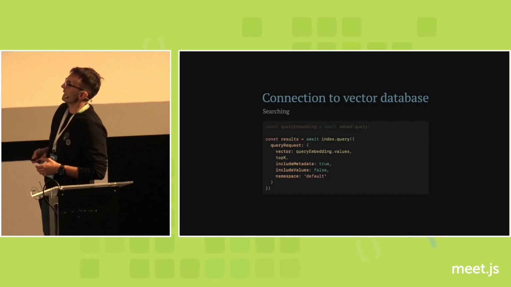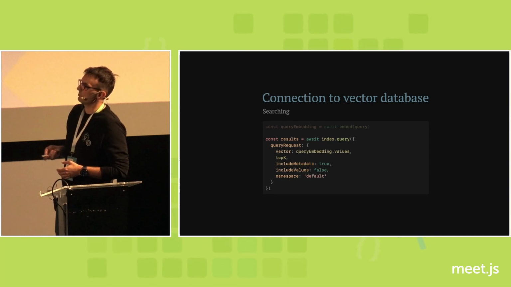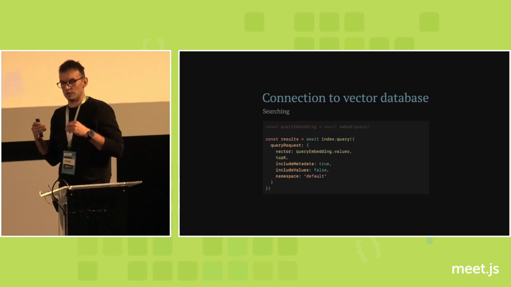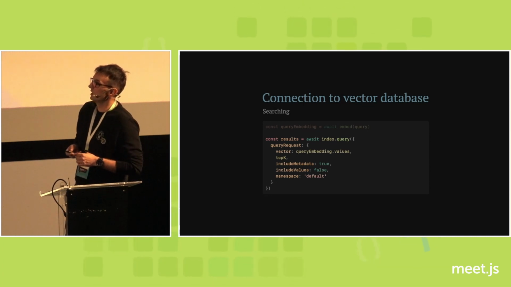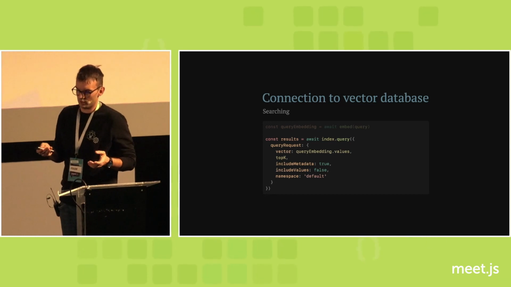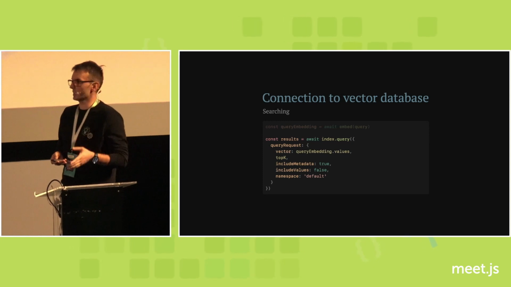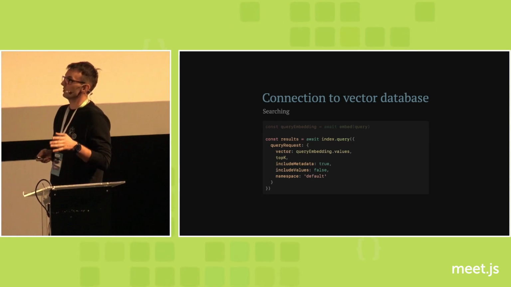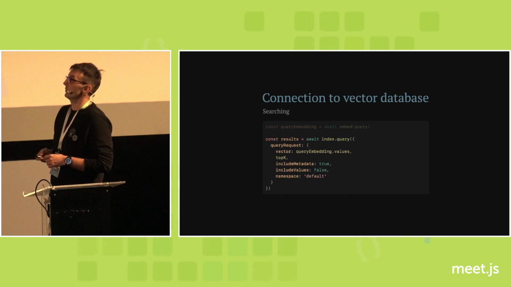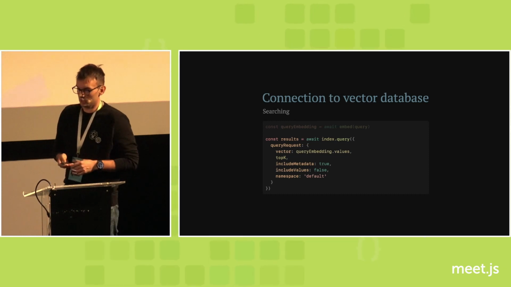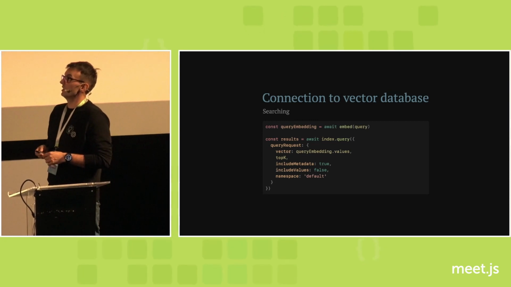In the case of Pinecone, we just provide the vector. We can provide a parameter that means how many best results should be returned. This is the top k. And we are asked if we want to include the metadata. So it can return just the results, or results with all the metadata that we saved into the vector database.